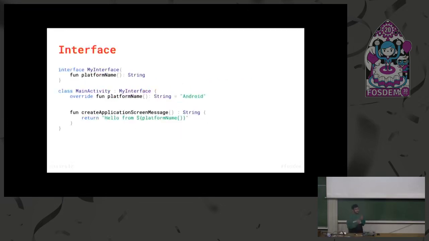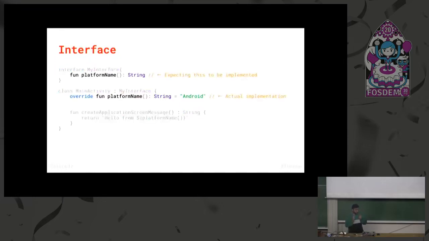So this is a standard interface in Kotlin, right? You have an interface that has a function called platform name. I'm using Android code right now. You have a main activity, where I'm not extending the activity here for some reason, but I should have. Anyways, consider it a standard class that is implementing the interface, and it overrides the function platform name. And then later on, I use it inside the function called create application screen message, where I'm calling it hello from $, and then passing the function in there.